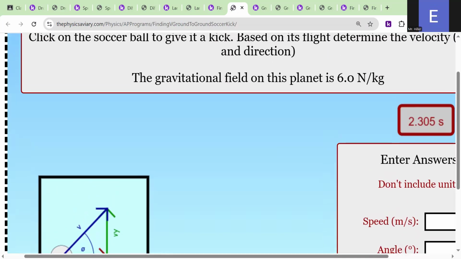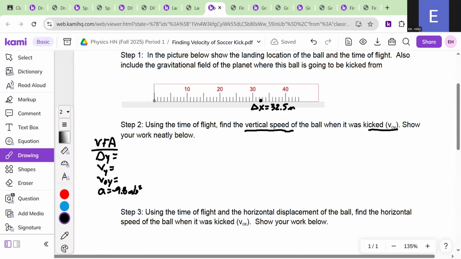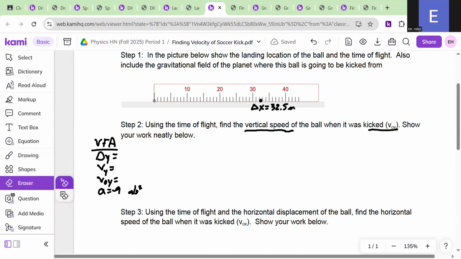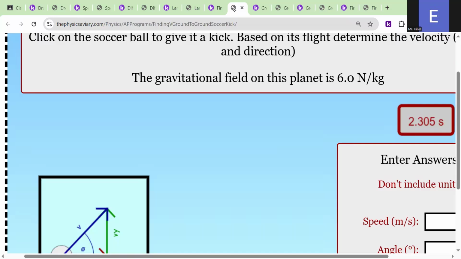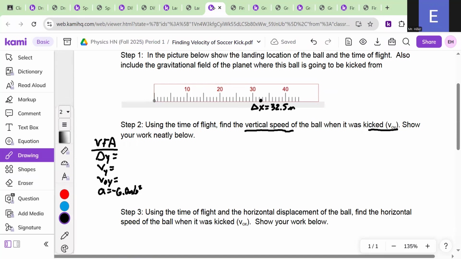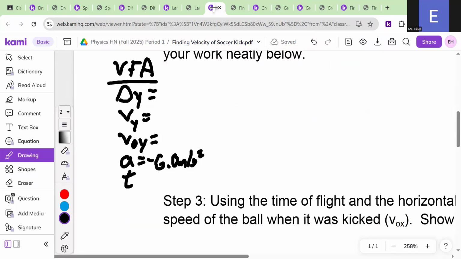So the gravitational field on this planet is 6.0 on my planet. Okay, on yours, it might be different, so make sure you account for that. 6.0. And you can see I also have a time given of 2.305 seconds. So my time is 2.305 seconds.